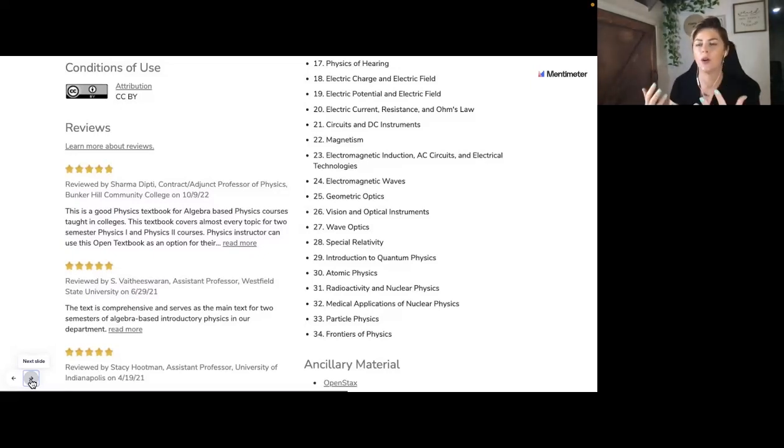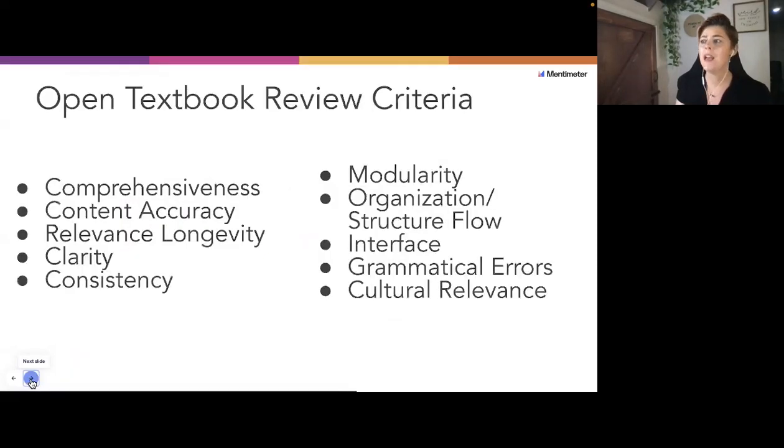Helping faculty to engage by conducting their own reviews can be incredibly helpful. We do that by asking them to participate and to use this review criteria. While I won't go over every criterion, you'll notice that there are 10 different categories that reviewers are able to look at when they're surveying a particular book. So you're not just getting 1 out of 5 stars. Reviews are a really well-rounded way to have people engage with the textbooks that are available.